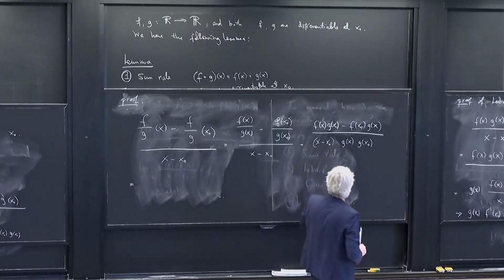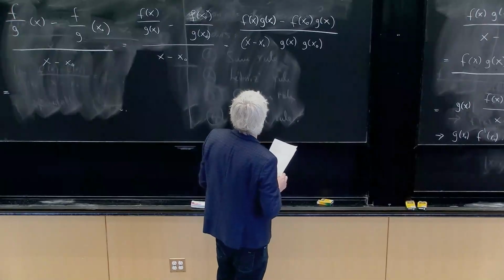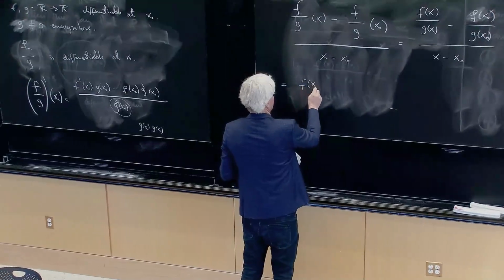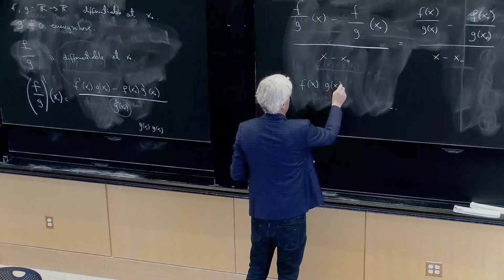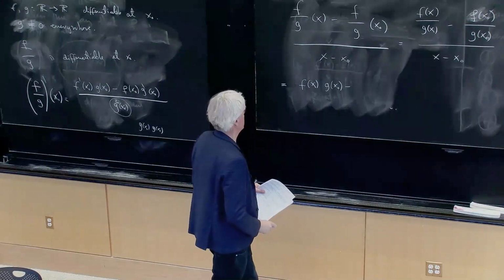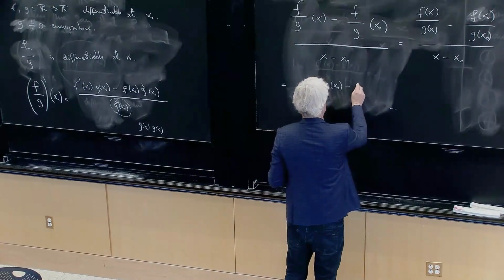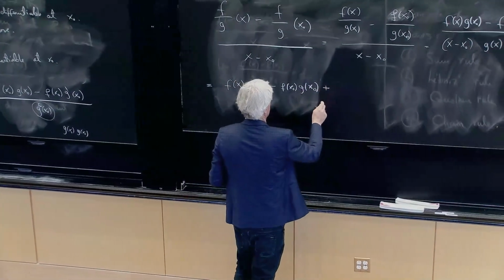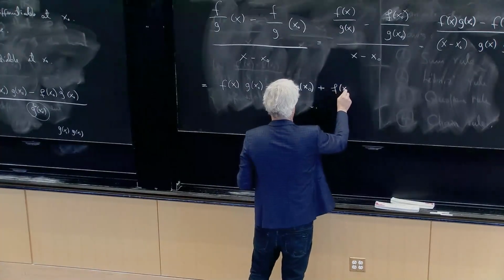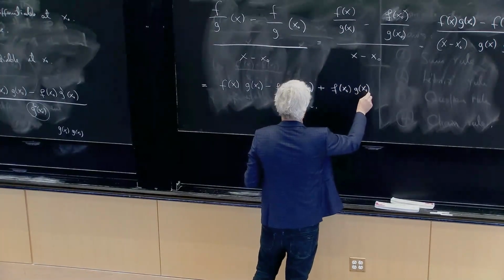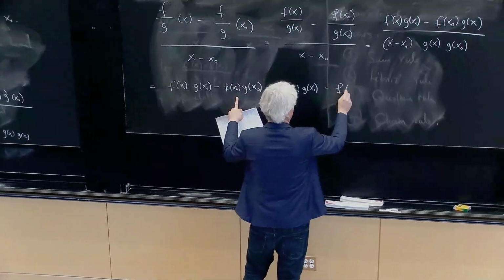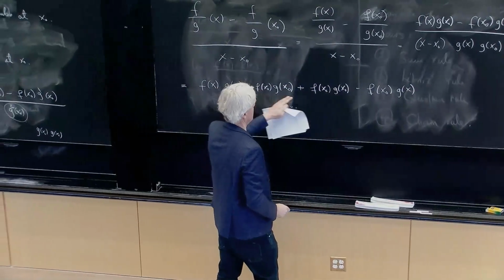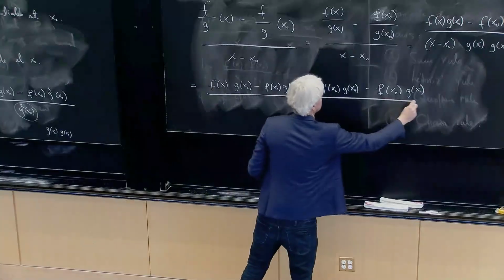So we're using that over here. f of x, g of x0, minus f of x0, g of x0, plus f of x0, g of x0, minus f of x0, g of x. So this is again where I'm subtracting in the numerator and then adding it back immediately. So I have this.